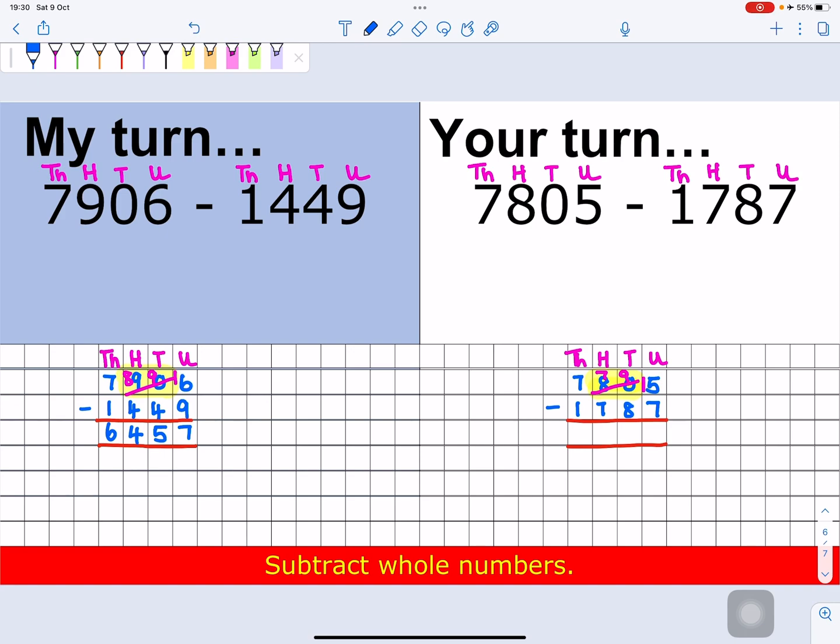15, take away the 7, gives us 8. 9, take away the 8, gives us 1. 7, take away 7, gives us 0. And 7, take away 1, gives us 6. So the answer to 7,805, take away 1,787 is 6,080.